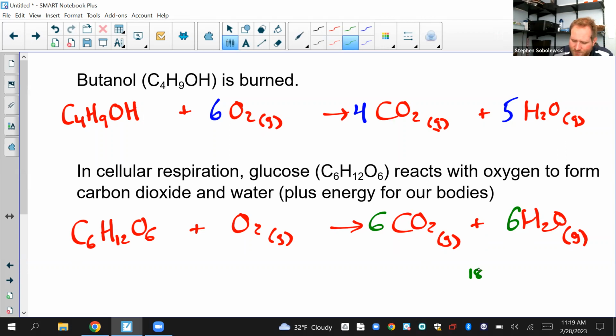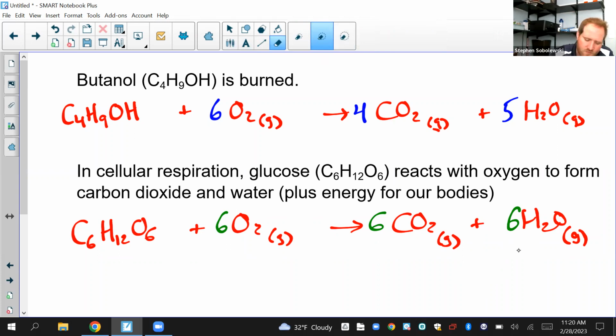So I need 18. Now I have 6 of them right here, and I want to leave this alone, because if I put a 2 here to get me more, that's going to mess everything else up. So let's leave that as 1. So I have 6 here, which means how many more do I need? 12 more. So I can put a 6 there, and we're good. And a little joke I say sometimes is glucose is the devil, because you end up getting 666 when you balance that one out.